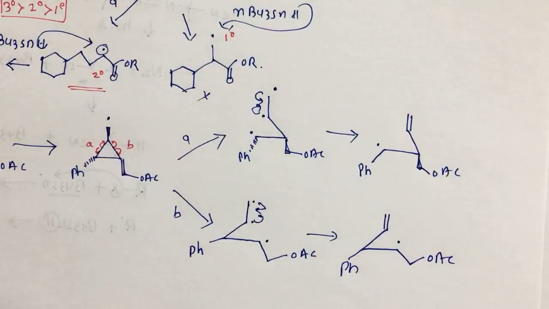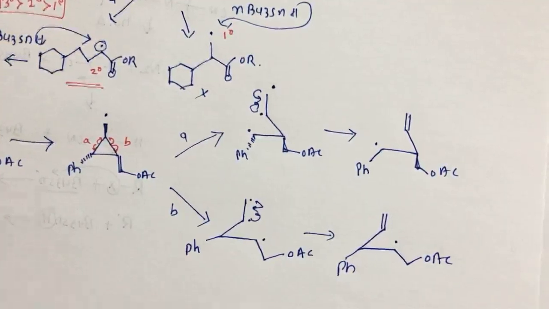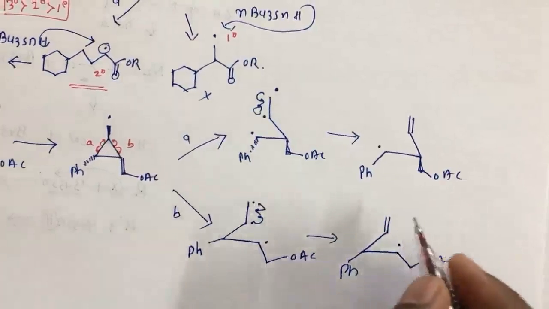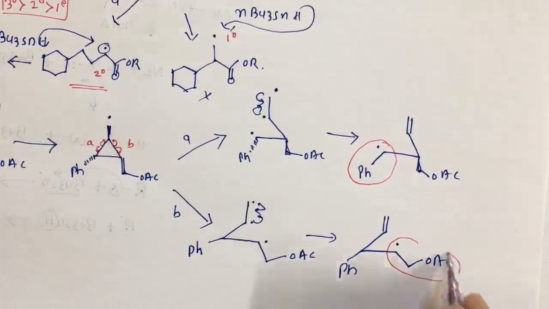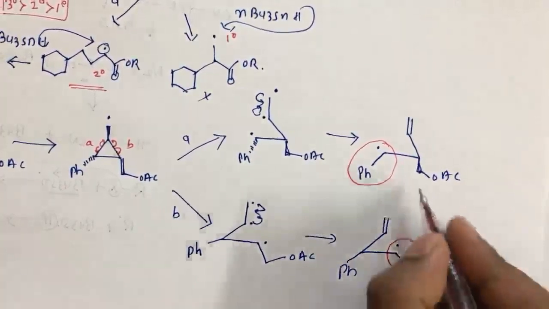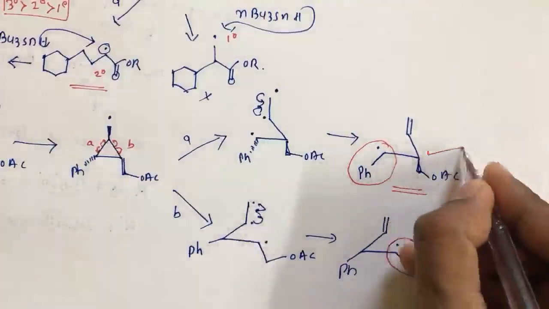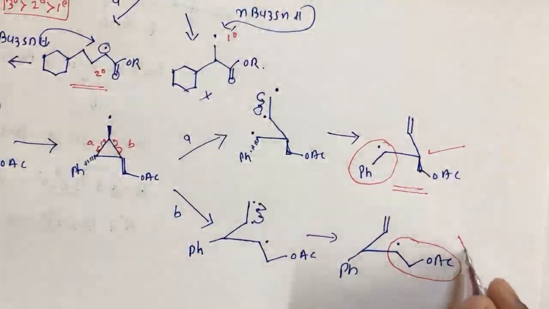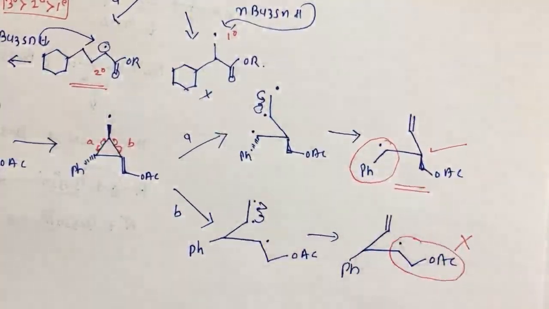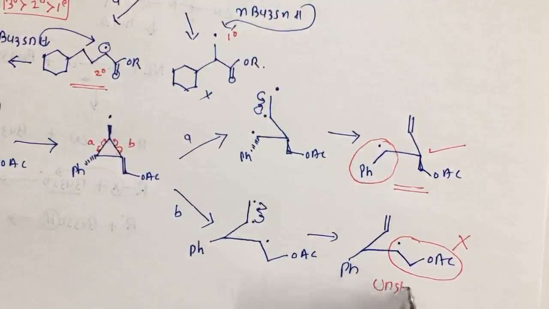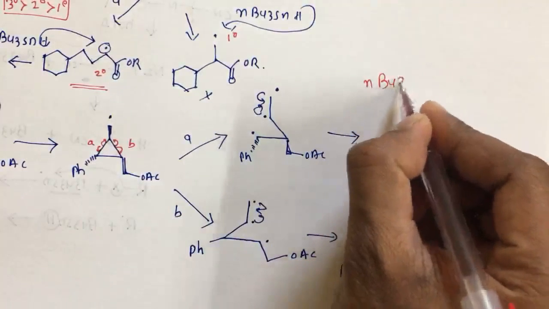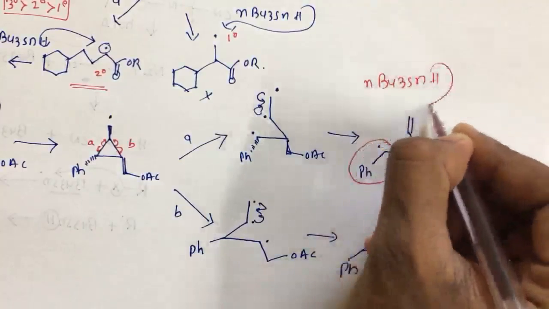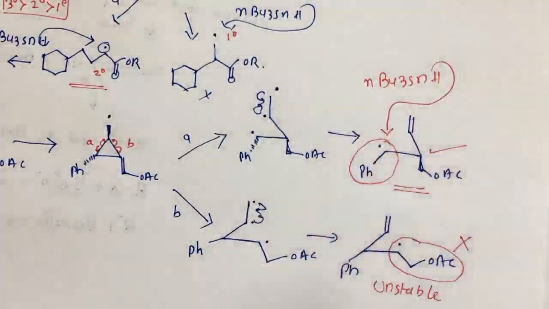Here we tell whether a product is major or not based on the free radical stability. Here a free radical is there and here also a free radical is there. So which one is more stable among these two? This is more stable. Because of that reason this forms, but this will not form. It may form but very little because it's unstable. And further, another n-Bu3SnH gives hydrogen to this carbon, so we'll get a hydrocarbon.